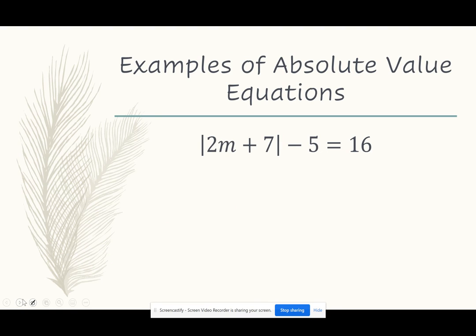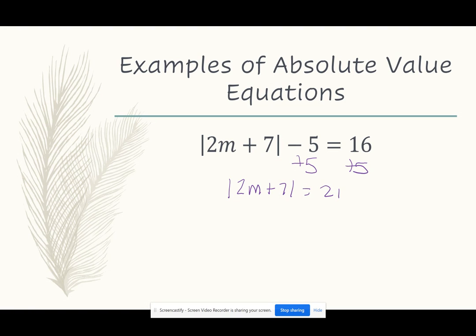Now here's one where our absolute value is not isolated. So when you have numbers on the outside or underneath, when the left side is not just this absolute value expression, we need to get rid of everything else first. We need this to be by itself before we can set it equal to the positive and negative of the answer. So it's kind of like solving equations. Imagine this was just like a big X and you want to get rid of this -5. To undo subtraction, you're going to add it to both sides. So we get the absolute value of 2m plus 7 equals 21.